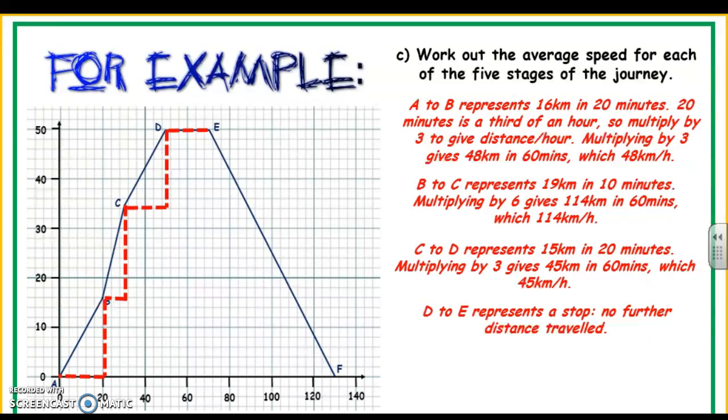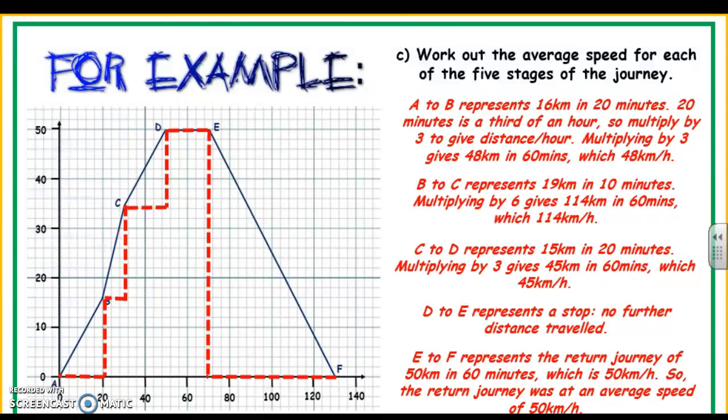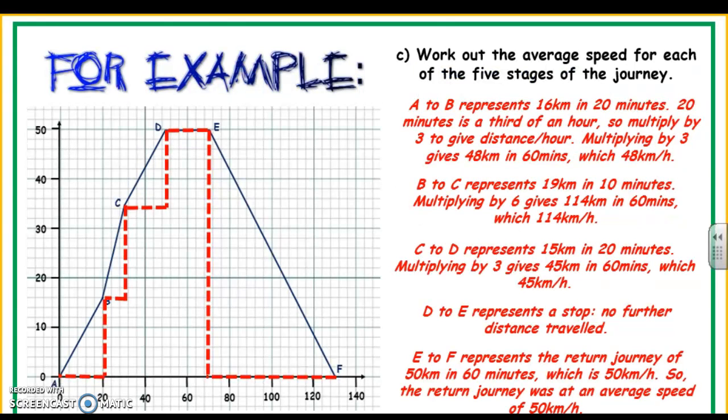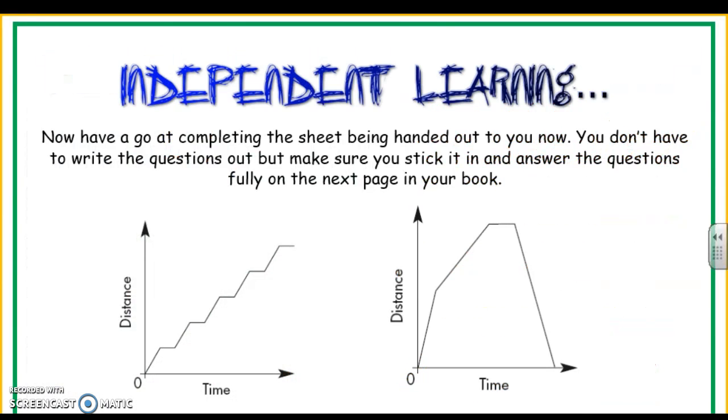Here, we've got a gradient of 0. There's no change in the y over the change in the x. So even though time is passing, my distance traveled is not. And then from E to F, I do 50 kilometers in 60 minutes, so 50 kilometers per hour.